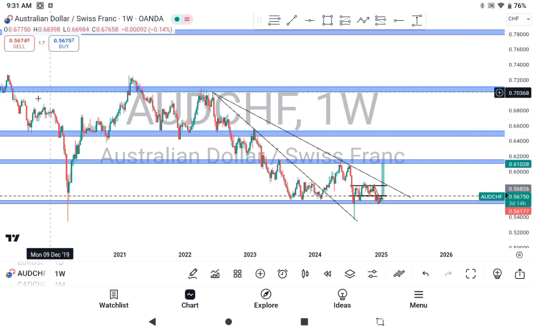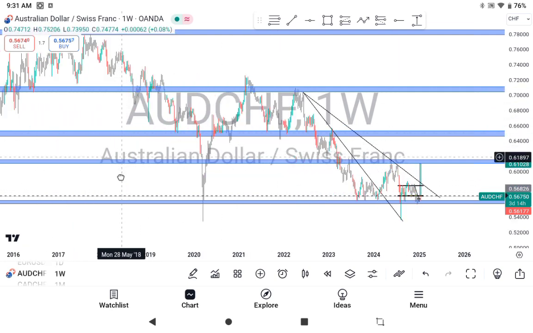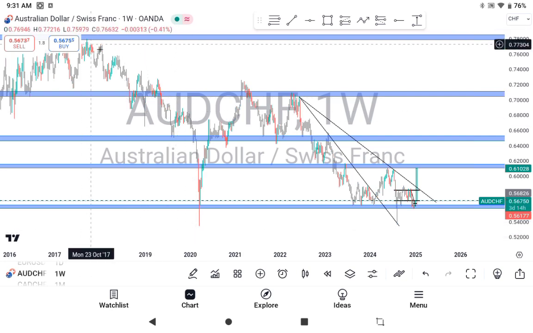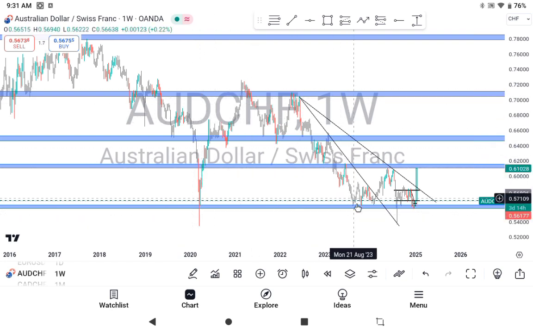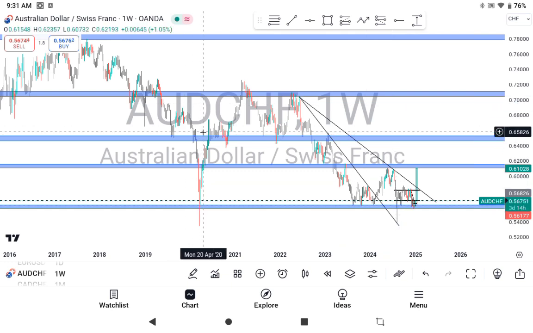AUD/CHF attempted this level of support, and when it got here, it could not break lower. It bounced off, pulled back again for a second attempt, and that level rejected the price. It came back again to attempt that key level of support and was still rejected, telling us we have strong buying pressure on that key level of support. The buyers are there on that level.